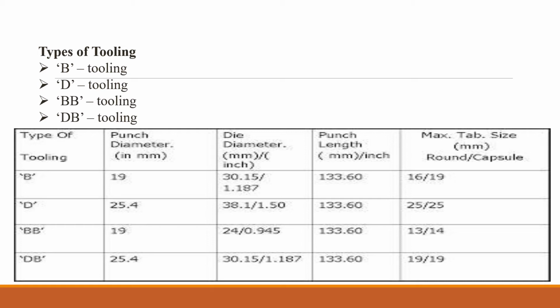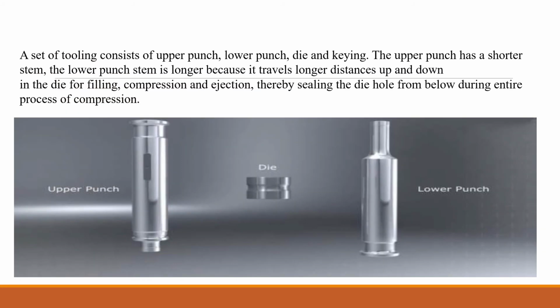And type D is also mentioned, and BD also mentioned, DB also mentioned the same, like 25.4, 19, 25.4. Here also 38.1, 1.50, 24, then 0.945 and 3.15 divided by 1.187. And punch, I think everything is same punch length, and tablet size differs: 25 by 25, 13 by 14, and 19 by 19. Next, here is a tablet tooling: lower punch, upper punch, and in the middle one die is there.